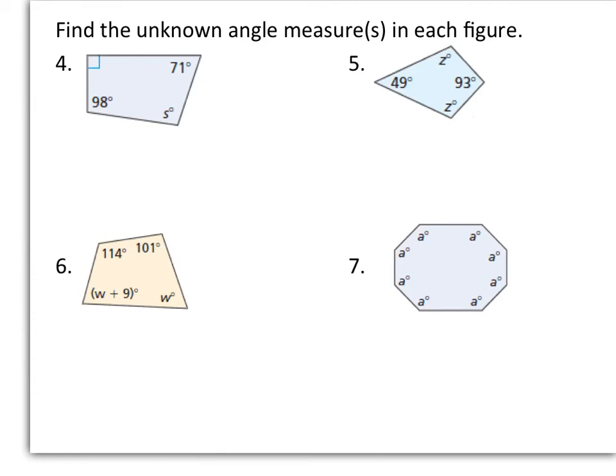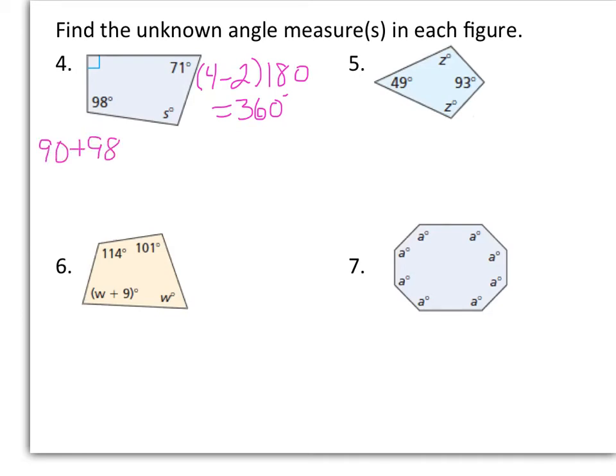Now we are going to look at examples where we are given the picture of our polygon. So in number 4, we have a 4-sided figure, or quadrilateral, and the first thing we need to do is find out how many degrees our interior angles will add up to. So if we take 4 minus 2 times 180, we get 360 degrees. So that tells me my angles need to add up to 360 degrees.